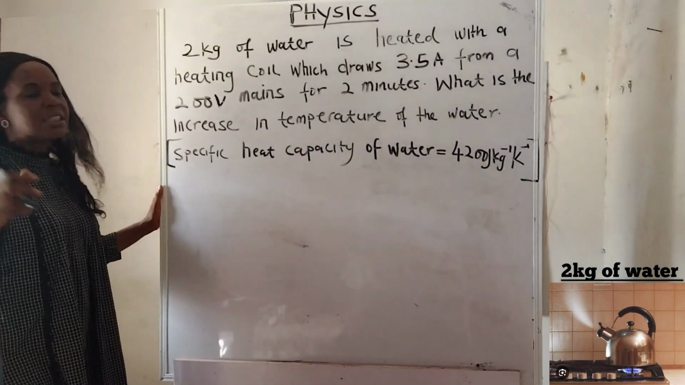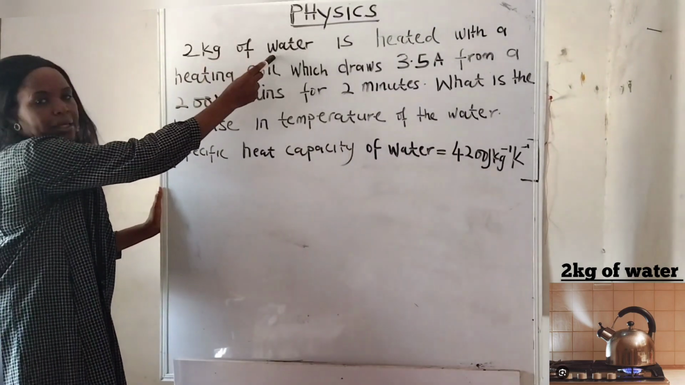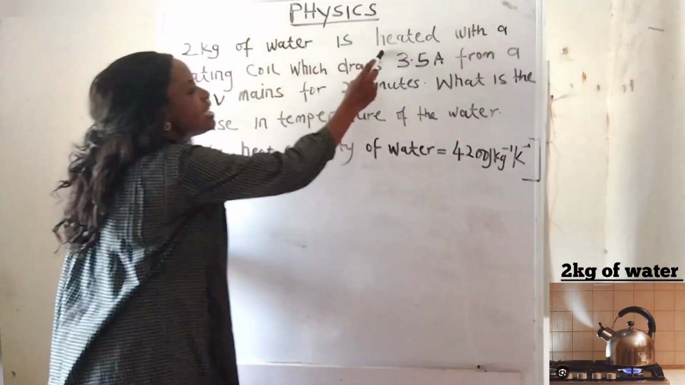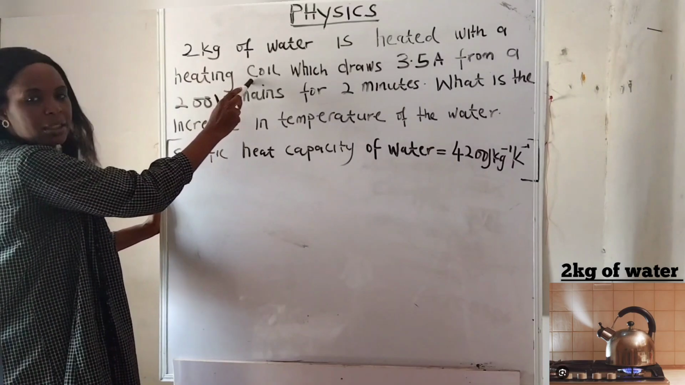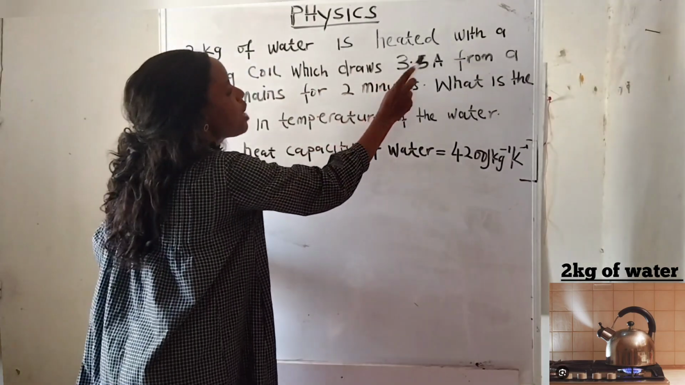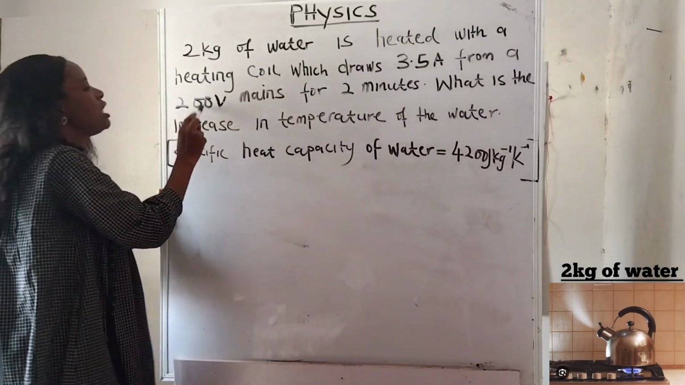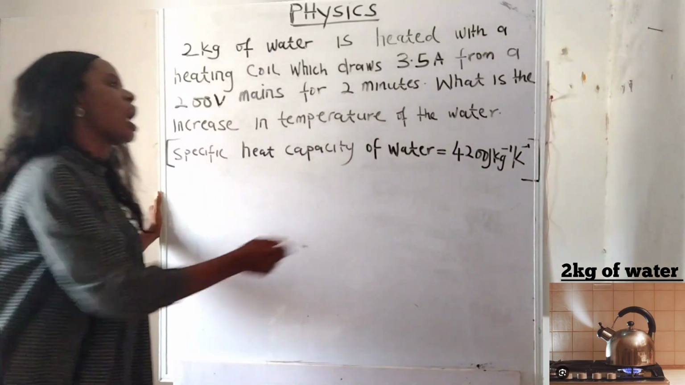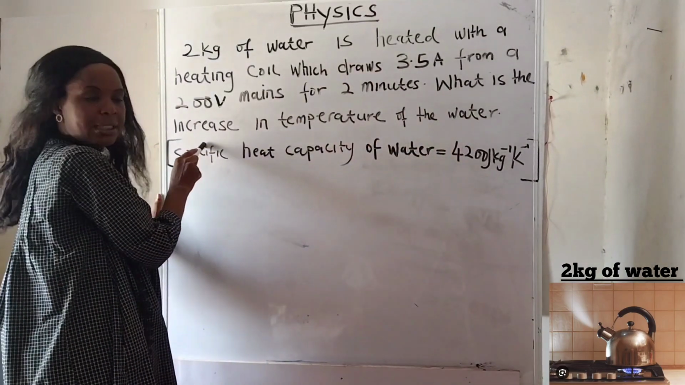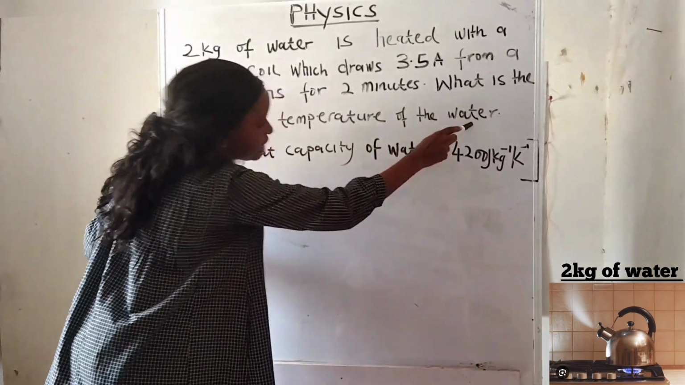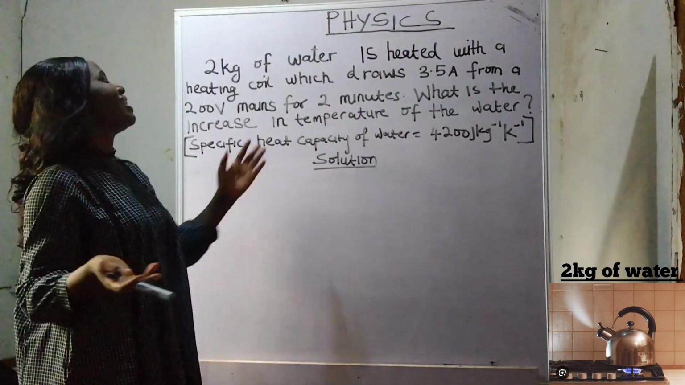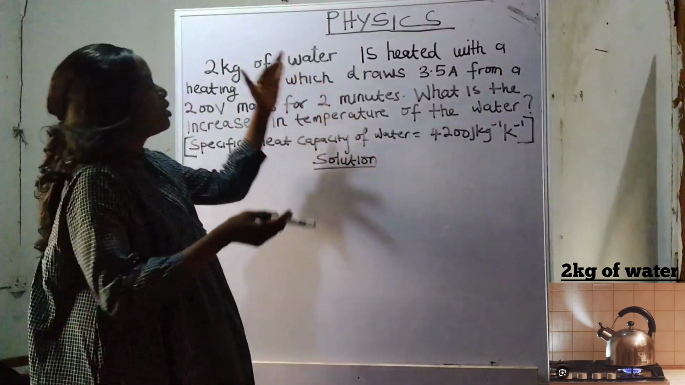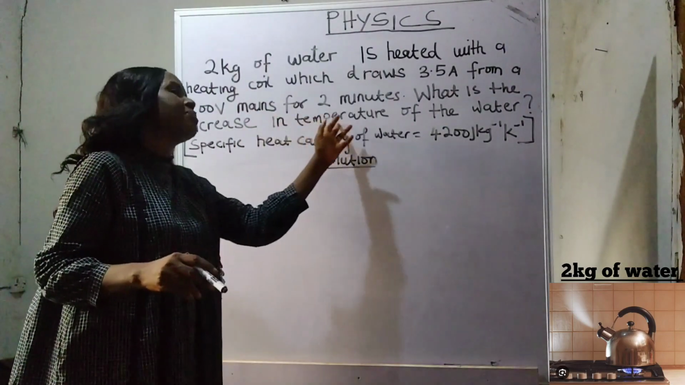I read. The question says 2 kilograms of water is heated with a heating coil which draws 3.5 amperes from a 200 volts mains for 2 minutes. What is the increase in temperature of the water? So we are solving to get a rise in temperature. Yes, our solution here will be to get this temperature.